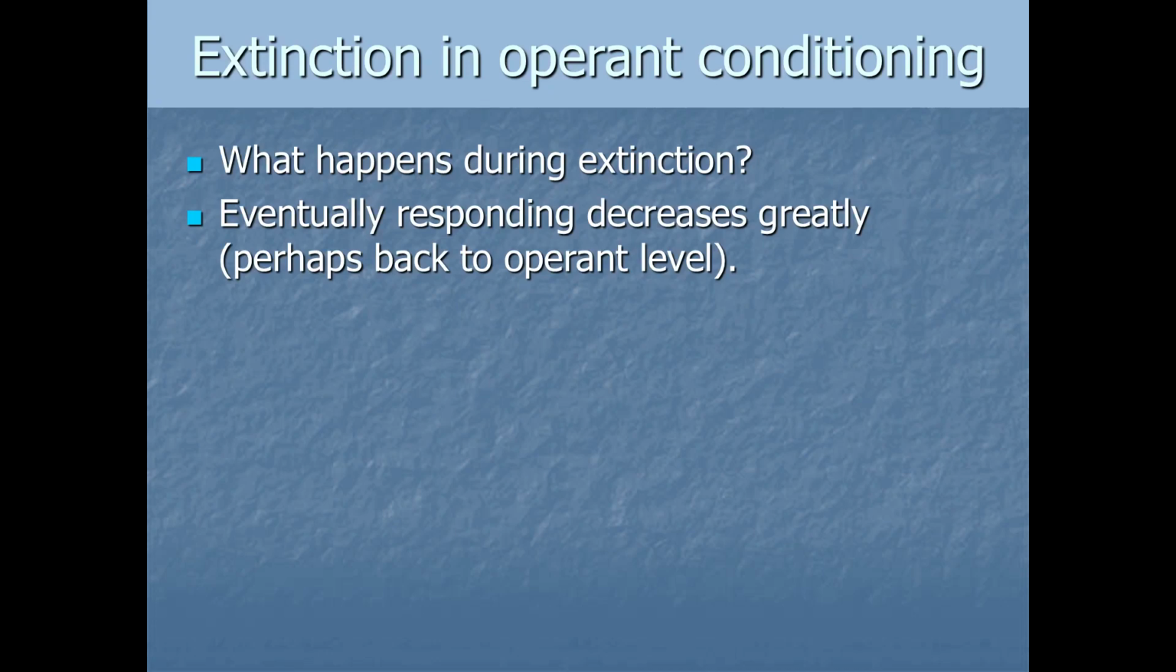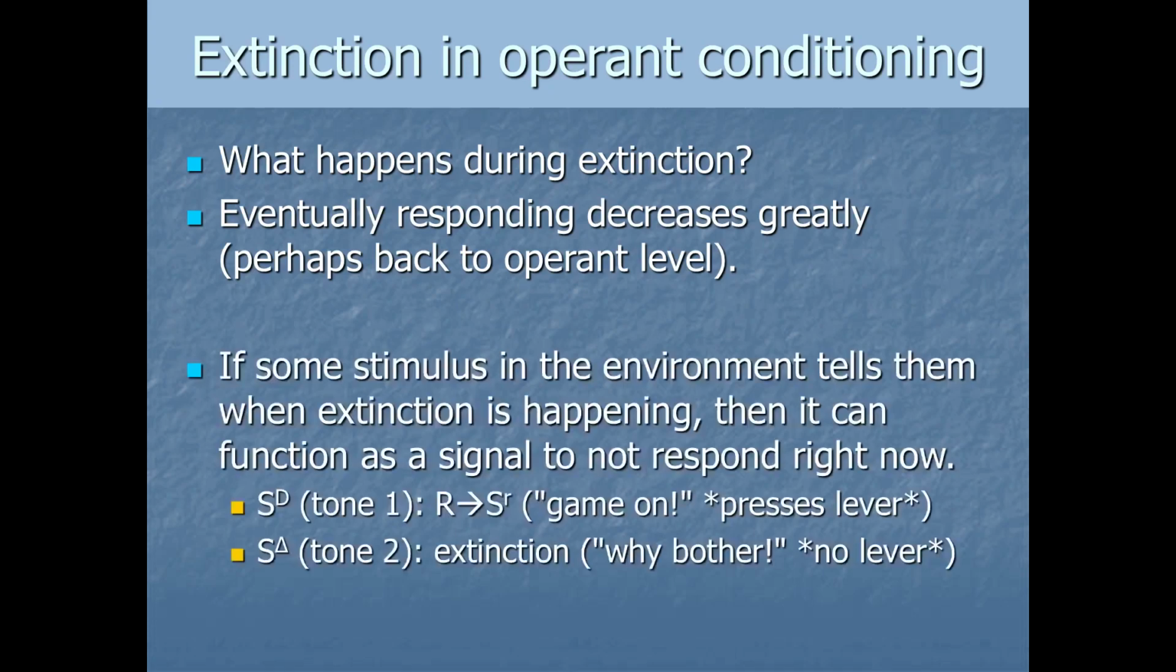Not only that, but extinction can go quite a bit smoother if some stimulus in the environment tells them when extinction is happening. In that case, it can function as a signal to not respond right now, a signal that the contingency isn't active. So again, we might compare one context where a discriminative stimulus, let's say tone 1, sets the occasion for the behavior because it signals that the R leads to reinforcer contingency is active. Basically, game on, and they're going to press the lever.